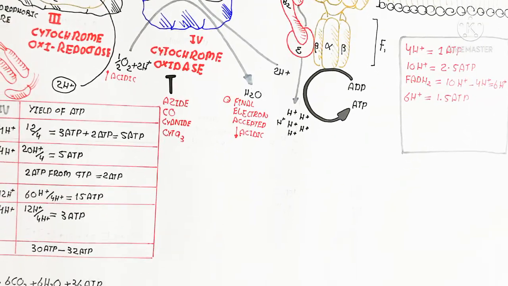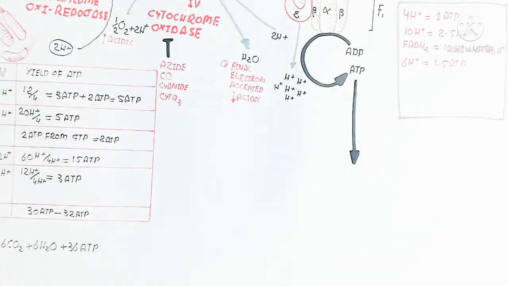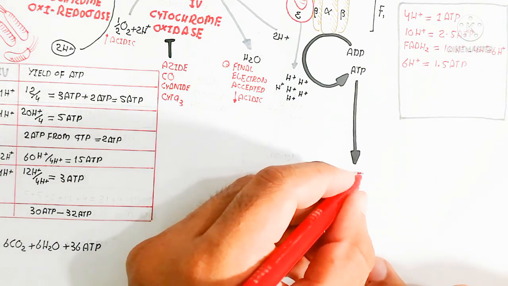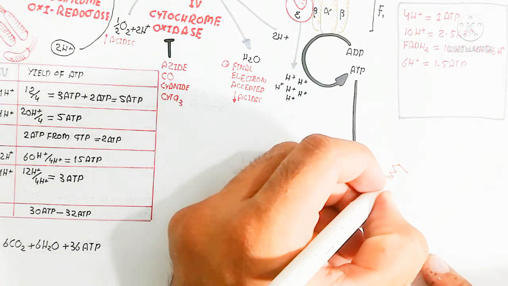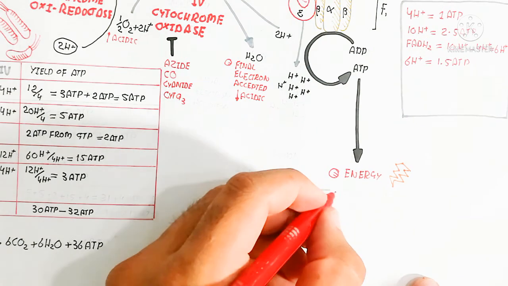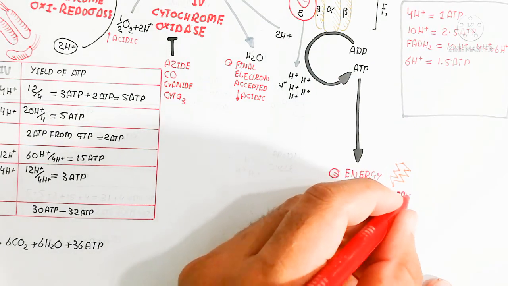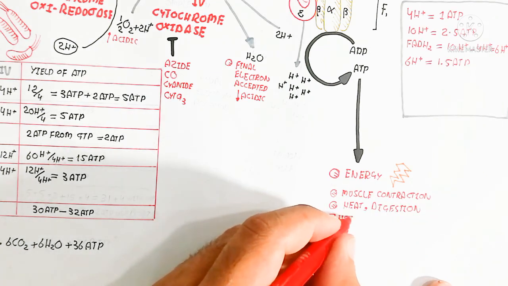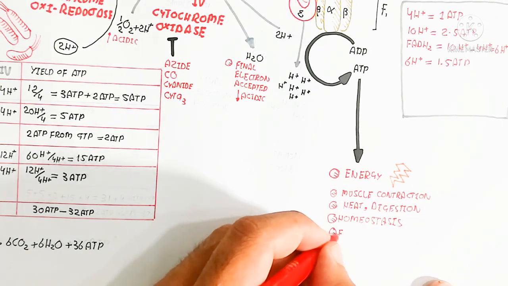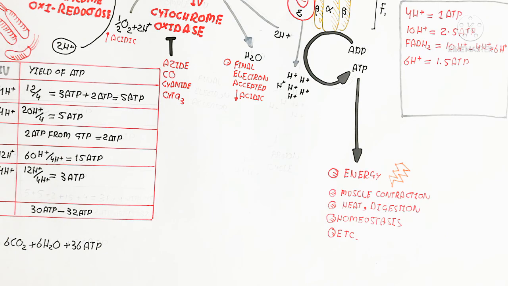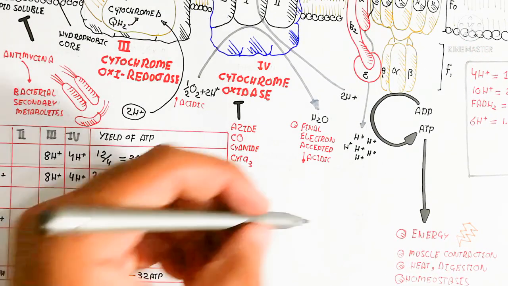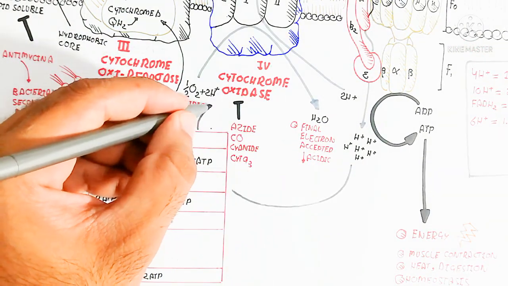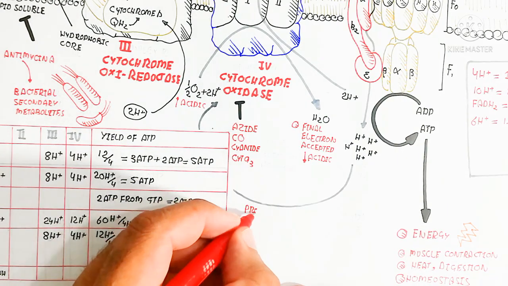So it means 10 protons produce 2.5 ATP, and FADH2 produces 10 protons minus 4, so 6 protons are produced, and 6 protons produce 1.5 ATP. So the total you can calculate. You can check that graph. And the energy produced from the ATP is used for muscle contraction, heat production, homeostasis, and so on.